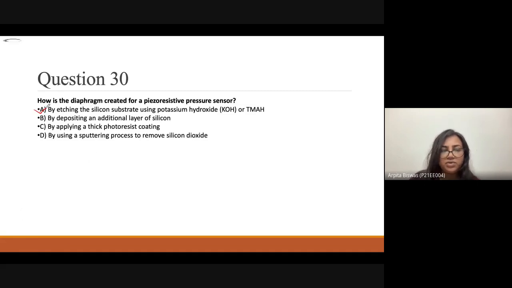But if you go through the lecture, you can see this type of diaphragm structure. This is the silicon wafer in which we etch, using the TMAH or the KOH solution, and we fabricate this type of structure. This is the diaphragm type of structure.